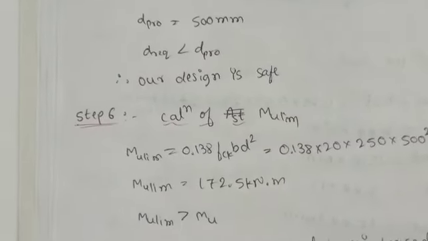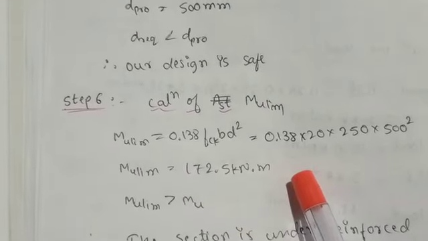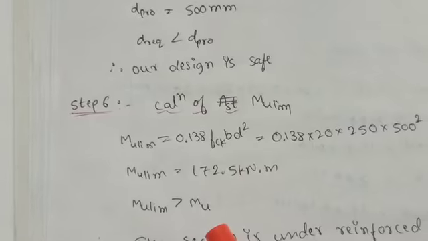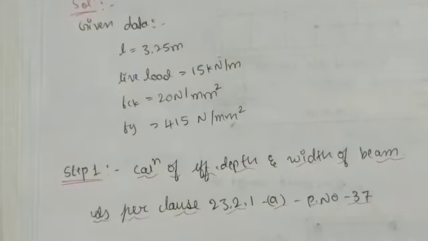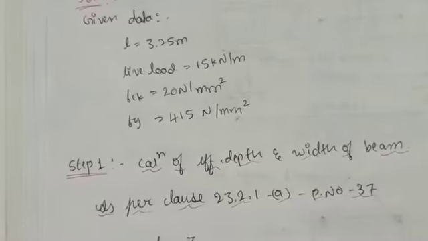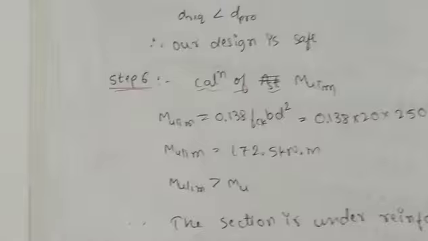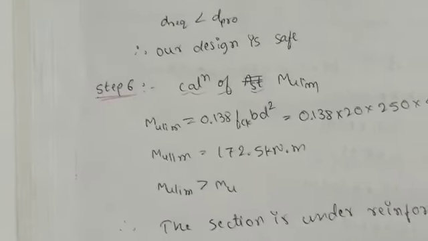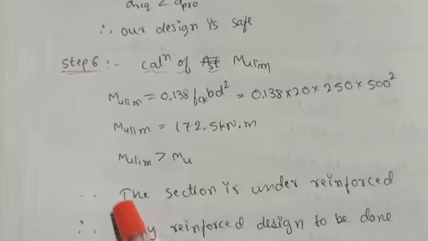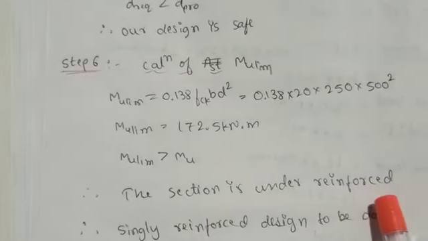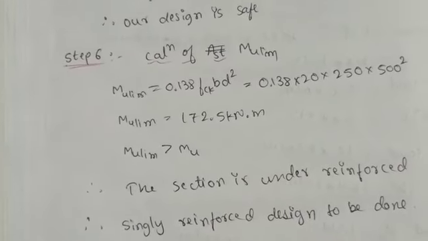So now our Mu limit is 172.5 kilonewton meter. Our Mu value, which we have calculated by using wl square divided by 8, the bending moment value we got is 169.41 into 10 to the power of 6 Newton mm. So our Mu limit is greater than our Mu. So the section is under reinforced. So now we can design the singly reinforced beam.